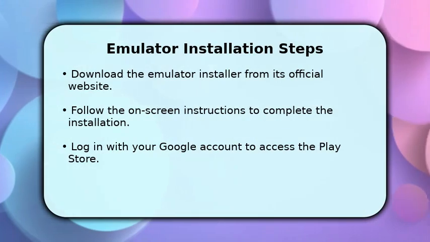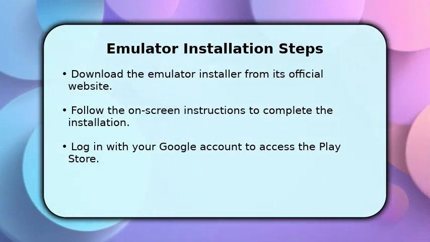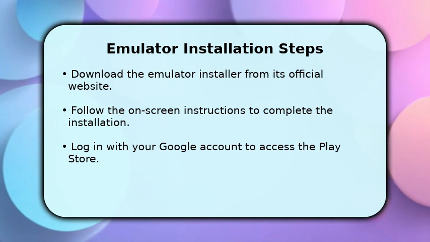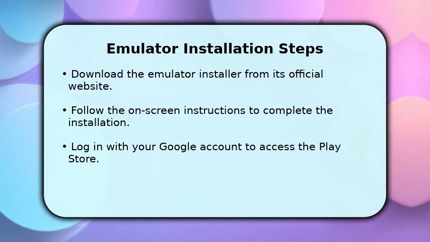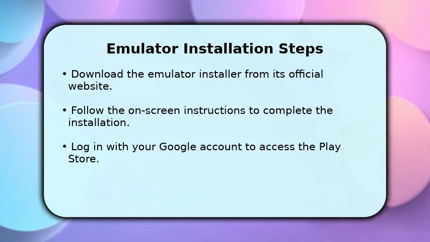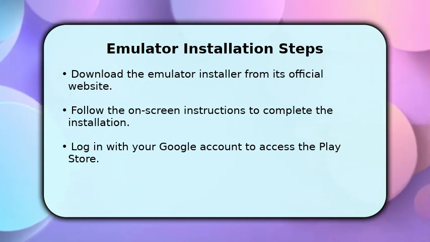Once you've chosen an emulator, navigate to its official website and download the installer file. The installation process is straightforward. Simply follow the prompts, accepting the terms and conditions.